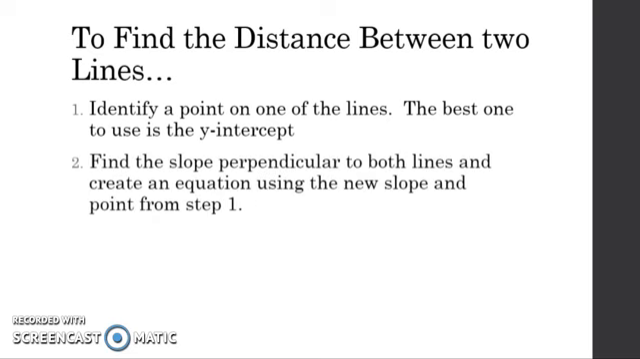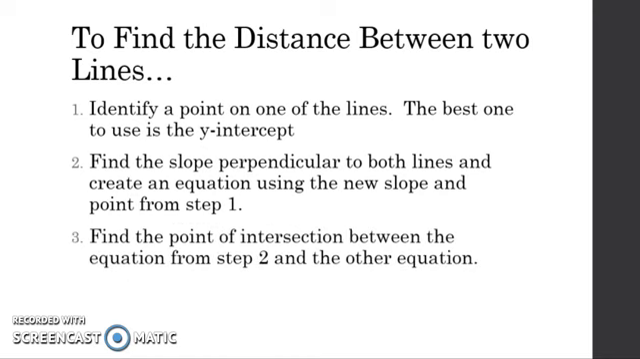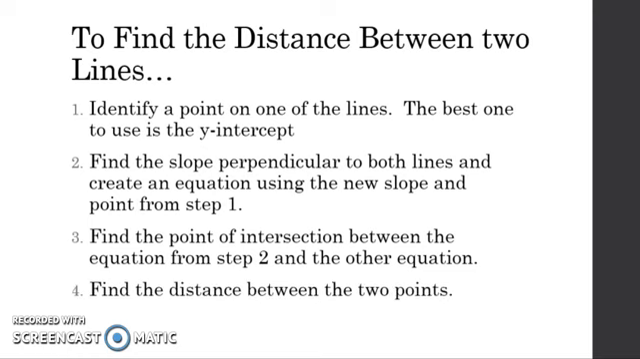Step 2, we're going to find the slope of a perpendicular to both lines and then create an equation using the new slope and the point from step 1, your y-intercept. Step 3 is to find the point of intersection between the equation from step 2 and your second equation, your second line. And then step 4 is to find the distance between the 2 points, the point from step 1 and the point from step 3.